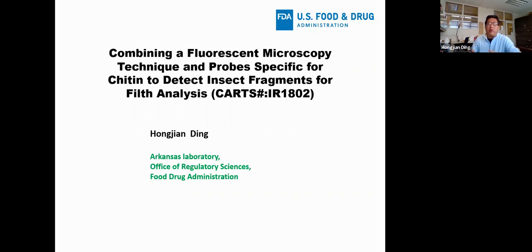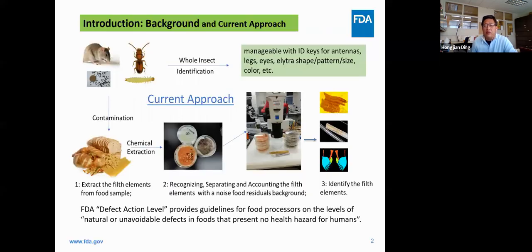And today in my seminar we will focus on combining two techniques. One is the fluorescent microscope and the technique, and another is a probe specifically for chitin to detect insect fragments for filth analysis. Before talking about the work, I will tell you why we need to do this kind of work. So our daily food, most of the time, is contaminated by insects.